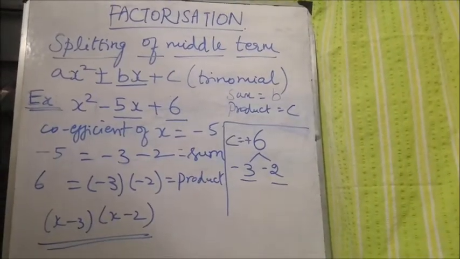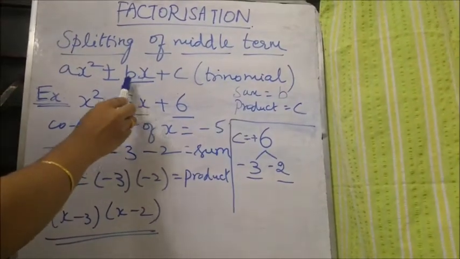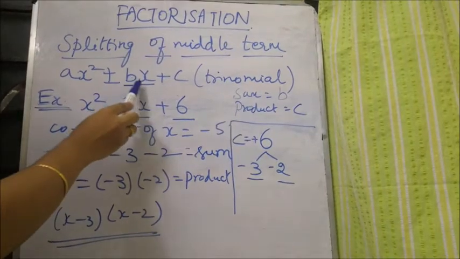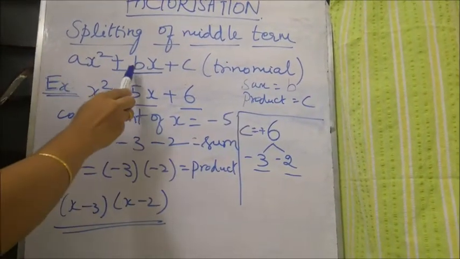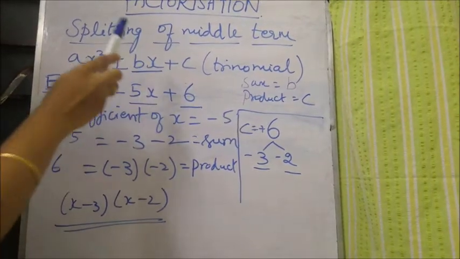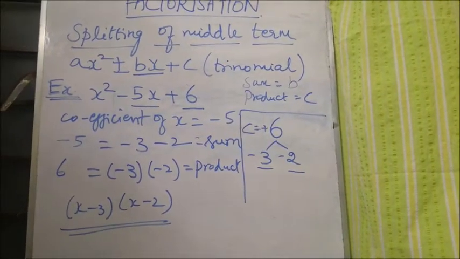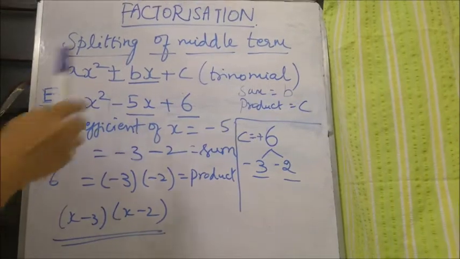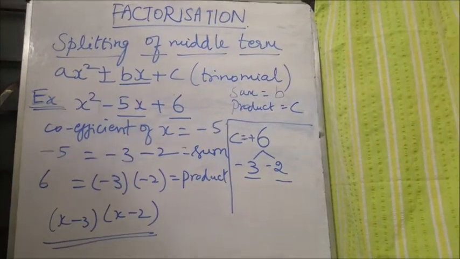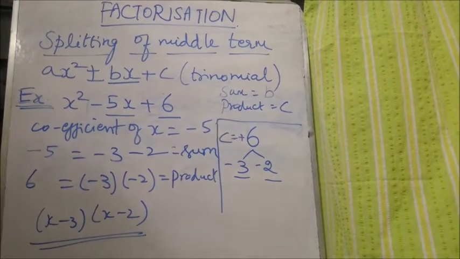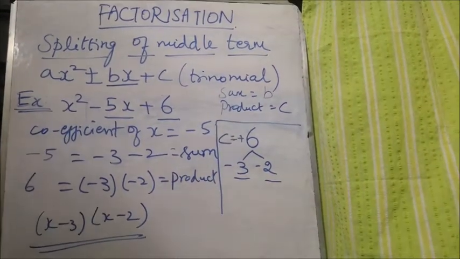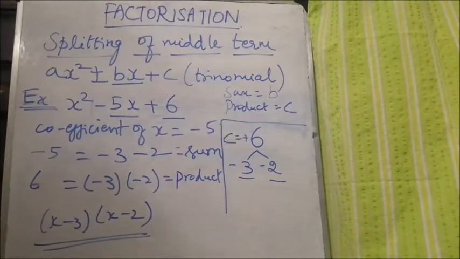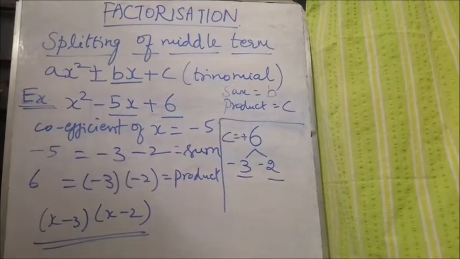Take the coefficient of x, that is the middle term. What is the coefficient of x? It is b. So we have to split this middle term into two parts such that the sum of these two parts will be equal to this coefficient, and the product of these two parts will be equal to this coefficient, that is c. So let us see a small example so that we can understand this in a better way.